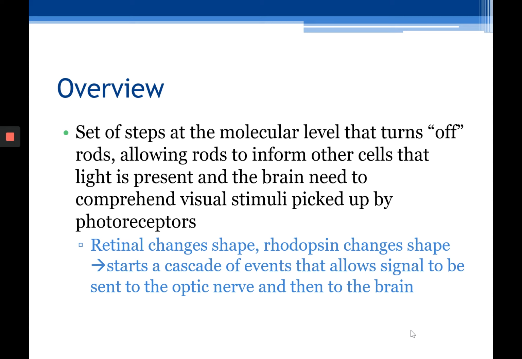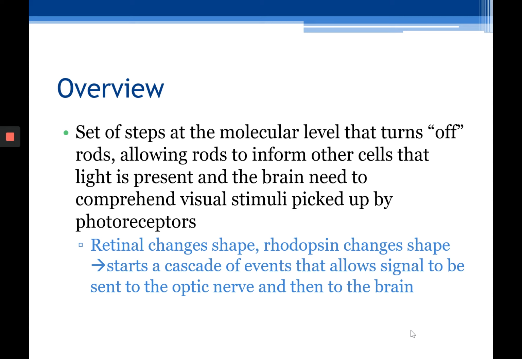And that's all the brain needs to comprehend visual stimuli and pick up that information from the photoreceptors as it travels to the ganglion cells, then to the central nervous system. So that's our overview. We're going to see again that turning off the rod actually turns on or notifies other cells of the presence of light. And that's going to allow the brain to realize there is light and comprehend what is being viewed in order to make sense of the world.